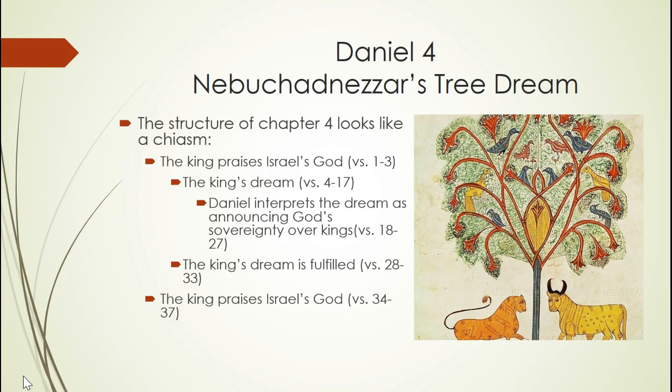chapter 4 looks like what is sometimes known as a chiasm. A chiasm is a popular way in which ancient authors oftentimes organized their material. The name chiasm, the first three letters there, you can see chi, comes from the Greek letter chi, and it has this structure. There are different forms of it.